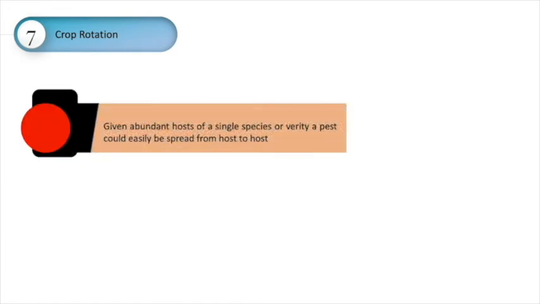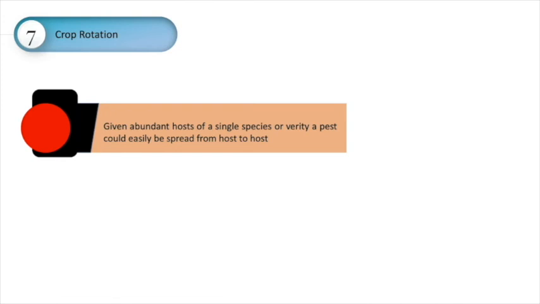Next is crop rotation. An effective rotation is one in which a crop of one plant family is followed by one from a different family that is not a host crop of the pest to be controlled. Most common rotations include grasses, legumes, and root crops.